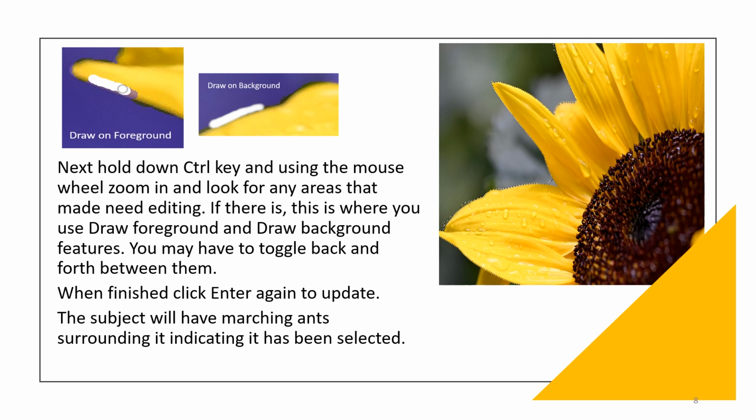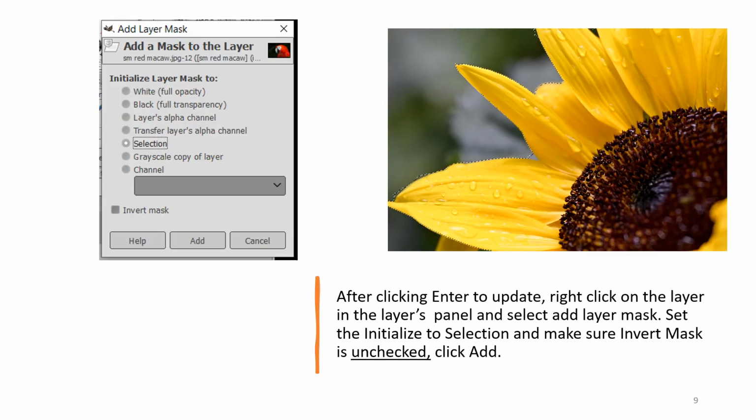Next, hold down the Control key and, using the mouse wheel, zoom in and look for any areas that may need editing. If there are any, this is where you use the Draw Foreground and Draw Background features. You may have to toggle back and forth between them. When finished, click Enter again to update. The subject will have marching ants surrounding it, indicating it has been selected.